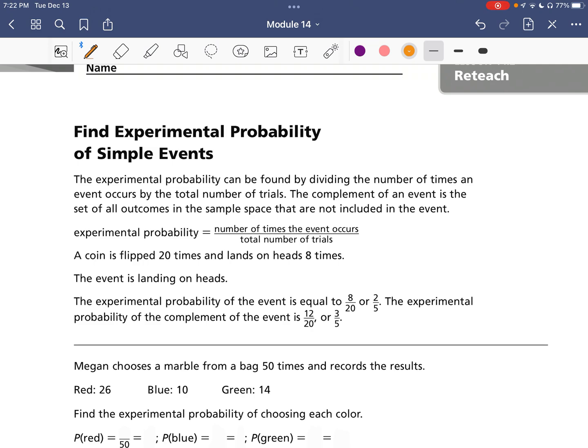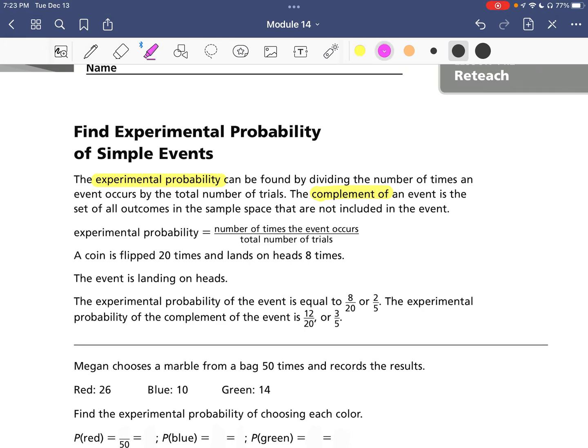An experimental probability can be found by dividing the number of times an event occurs by the total number of trials. So it's talking about a specific event occurring out of a total amount of trials, or how many times they tried to reproduce that event. The complement of that event is the set of all outcomes in the sample space that are not included in the event.